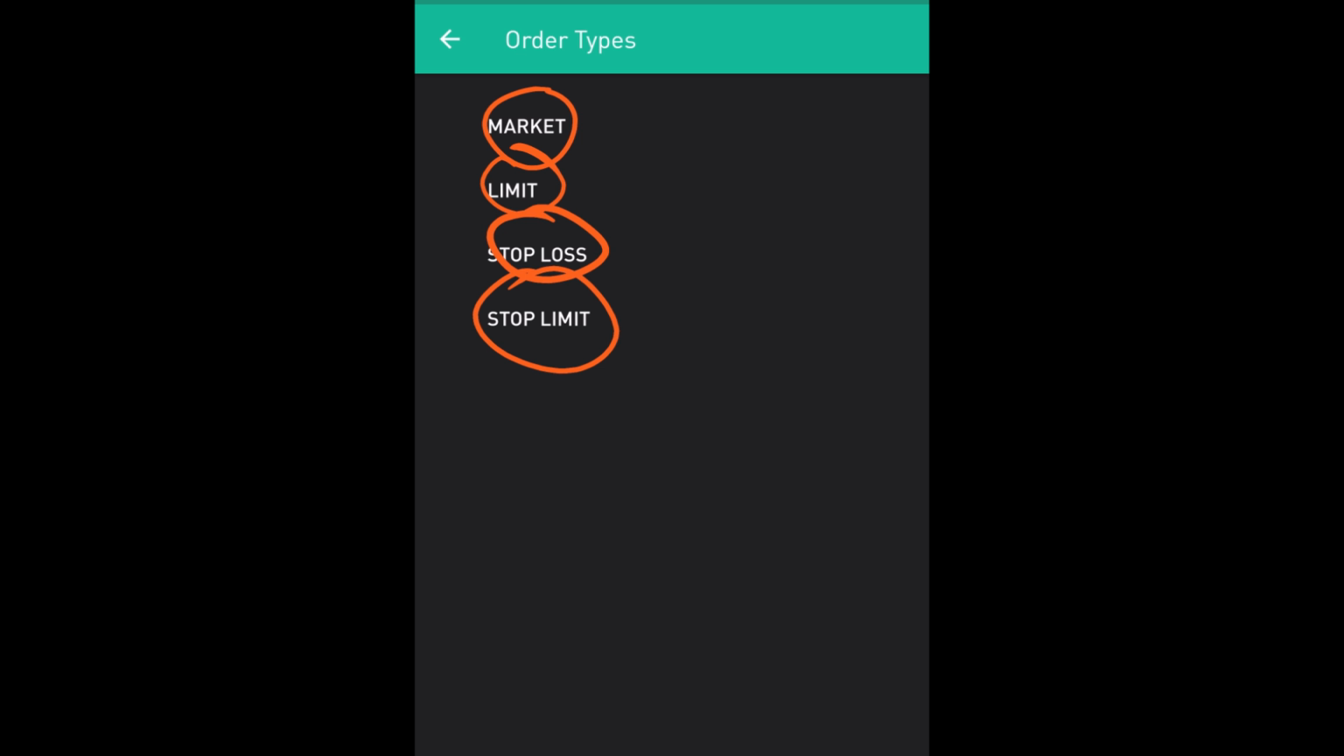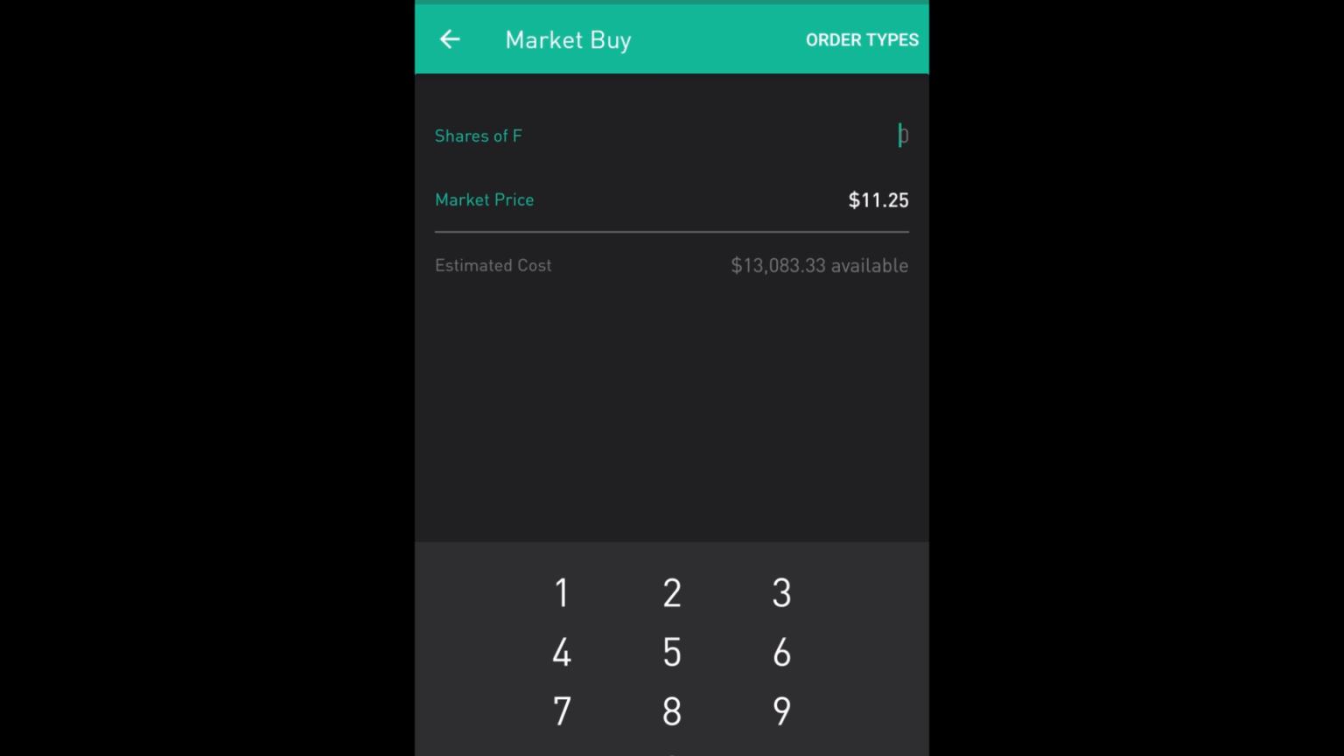So if we take a look at all 4 of those and click on market, again, this is the default, unfortunately, because I think this is the worst way of buying stocks within Robinhood. It's simply asking you to specify the number of shares. So if you put 5 shares there, you can see that the estimated cost is $56.25, but it's only an estimated cost because you have no control over the price of a stock.